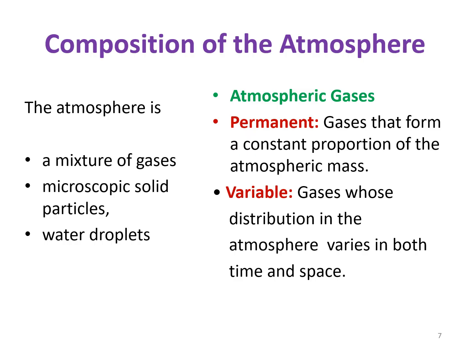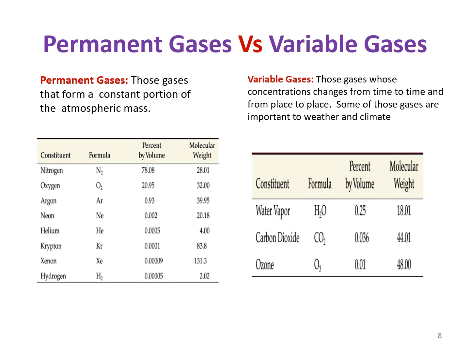Overall, we can say that the atmosphere is a mixture of gases and it constitutes microscopic solid particles, water droplets, and so on. There are types of gases: permanent and variable gases. Permanent gases means gases that form a constant proportion of the atmospheric mass. And variable gases means gases whose distribution in the atmosphere varies both in time and space. Permanent gases are relatively stable and as such they have very long residence time.